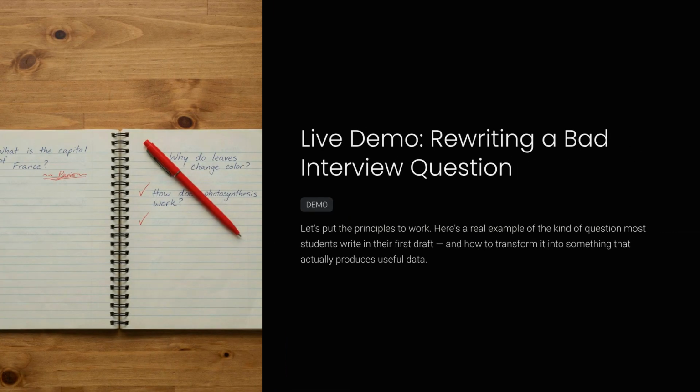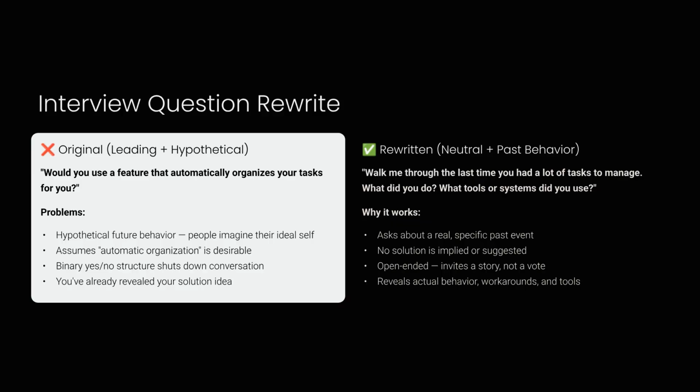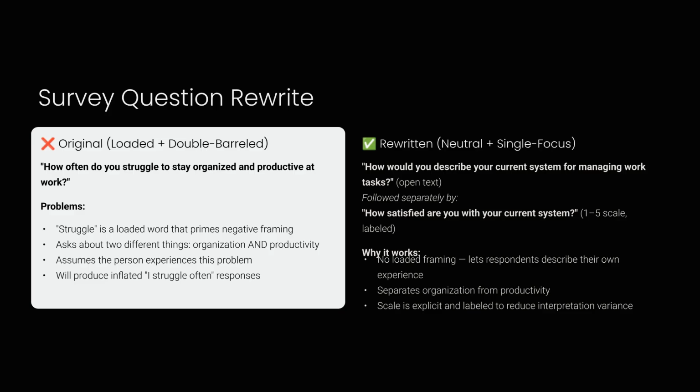Let's look at a live demo of rewriting a bad interview question. We often write questions that inadvertently lead our participants, so let's see how we can transform them to get better data. Here is an original question that is leading and hypothetical. By rewriting it to focus on past behavior without suggesting a solution, you move from getting a yes to hearing a valuable story. The same principle applies to surveys.